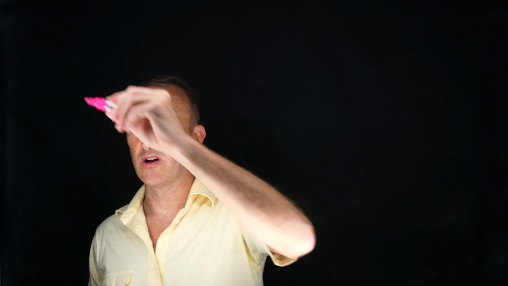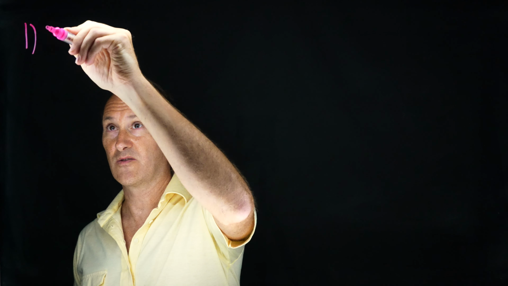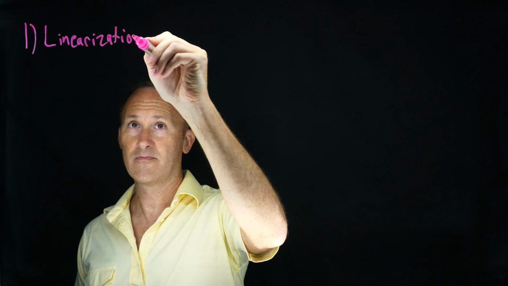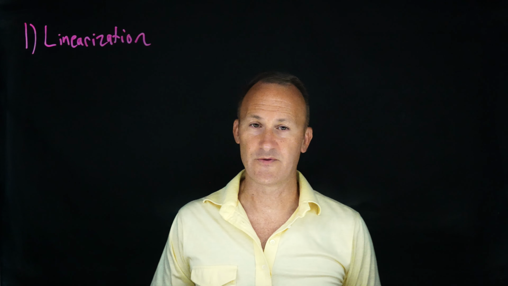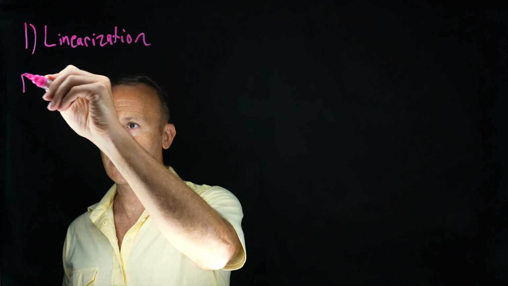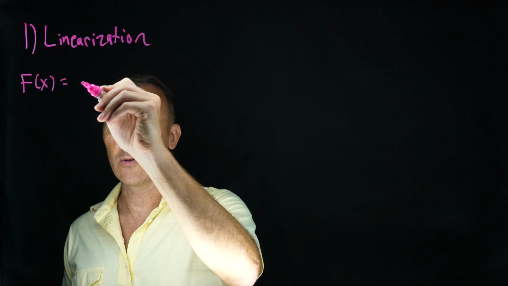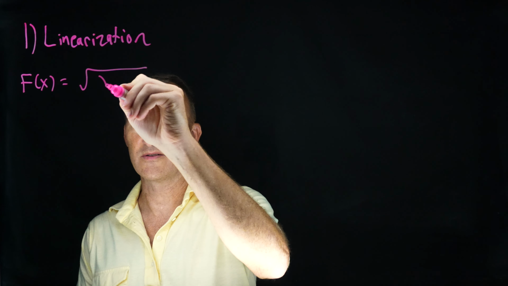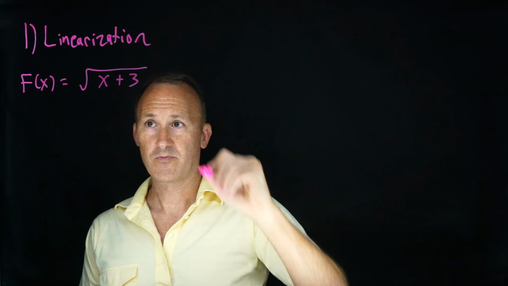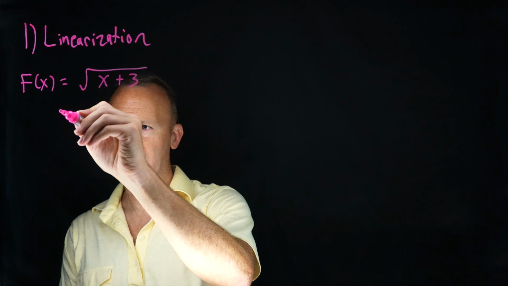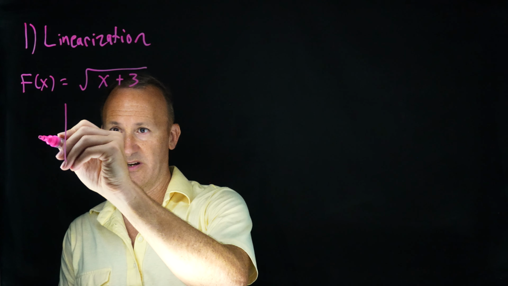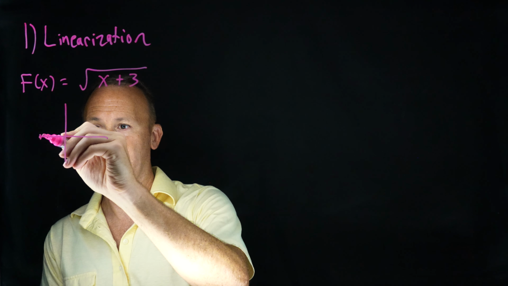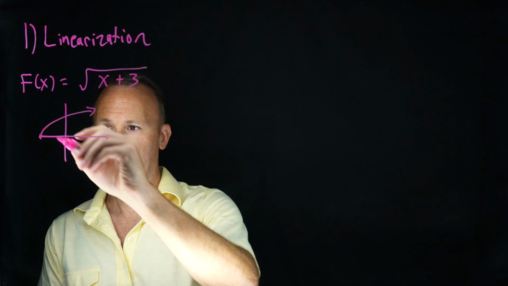And we're going to look at the first one, which is linearization. So what is linearization and why is it useful? Okay, so let me give you an example of a function. So consider f of x equals the square root of x plus 3. Okay, so what does that look like? We've got some curve here, and your 0 is going to be when x is negative 3. Say about here, and then it's just going to go up and out like such.